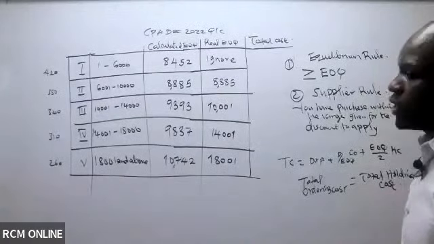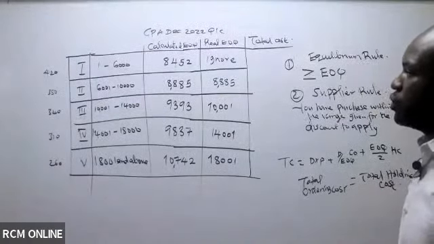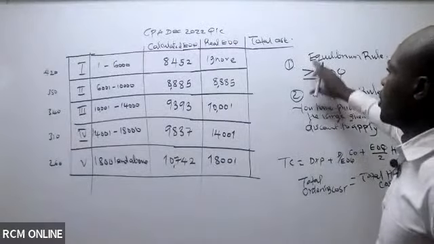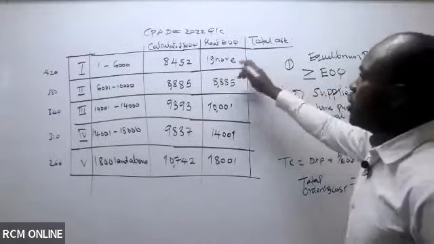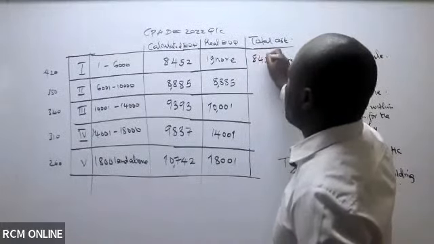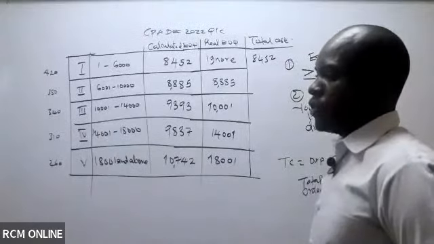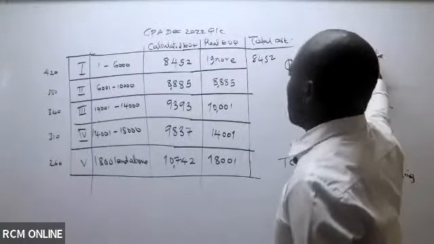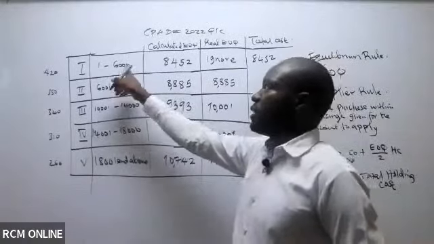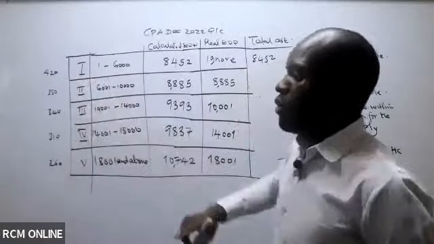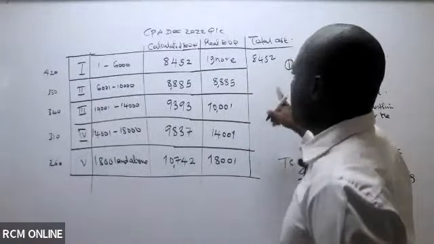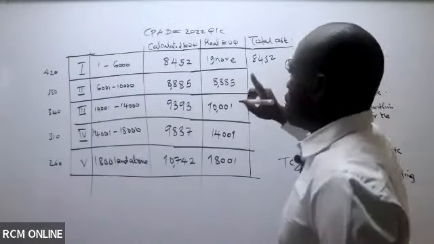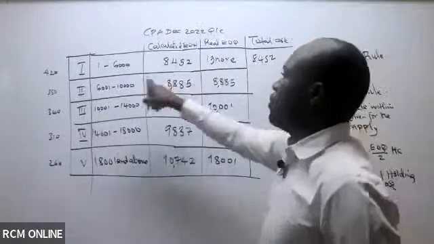Because you have to meet the requirements of these two rules for you to accept a decision or an alternative. So will you be able to comply with the two rules? If you decide to purchase 84.52, will you comply with the two rules? Okay, number one, you will comply with the equilibrium rule. How about the supplier rule? You must purchase within this range to enjoy the discount. Will you comply with that rule? The answer is no. So you'll only meet the requirements of which rule? Of the equilibrium rule.